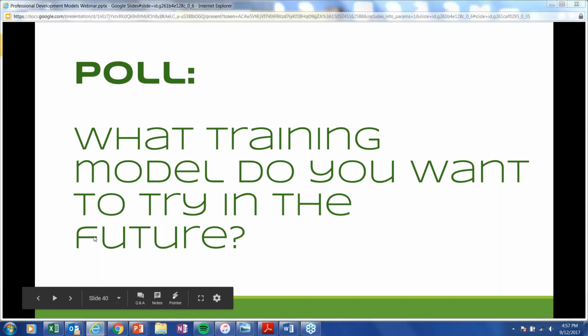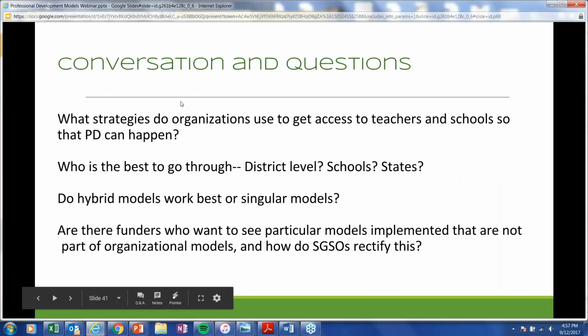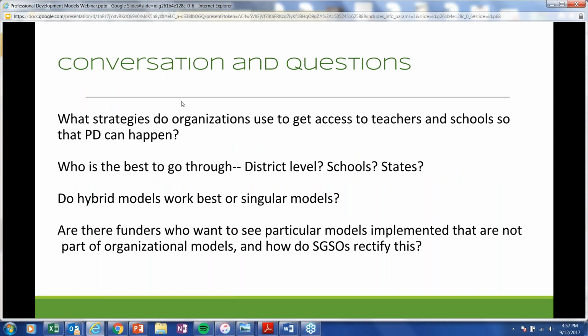We're going to skip this poll for now, just to leave a little bit of time for any final questions. I do want to note that when we were meeting as a group, we left with more questions than we started with. One of the biggest pieces here was, what strategies do organizations use to get access to teachers in schools so that these PDs can happen? Many people use lots of different strategies, but we know right now, with so much being controlled outside of a school specifically, sometimes it's hard to get in to be able to work with teachers. That's a big conversation that's the next step of this PD.